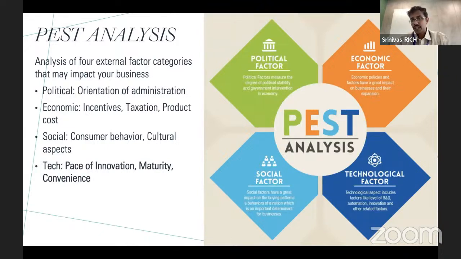Whereas economic factors, right? So what kind of economic policies, incentives, loans, and other things are there? What is the current interest rate offered by banks? Is there enough equity capital that can be pumped in? So these become the economic factors. What is the venture capital activity like? Then there are social factors.